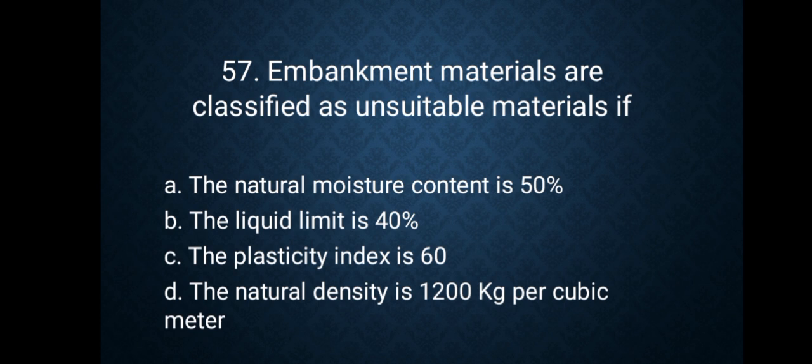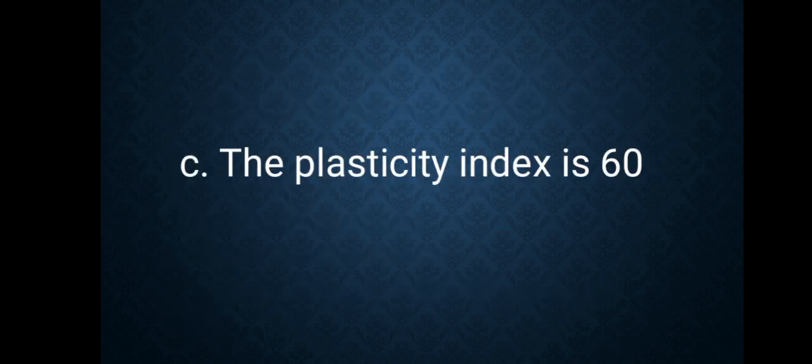Number 57. Embankment materials are classified as unsuitable materials if A. The natural moisture content is 50%. B. The liquid limit is 40%. C. The plasticity index is 60. D. The natural density is 1,200 kilograms per cubic meter. So, the answer is C. The plasticity index is 60.